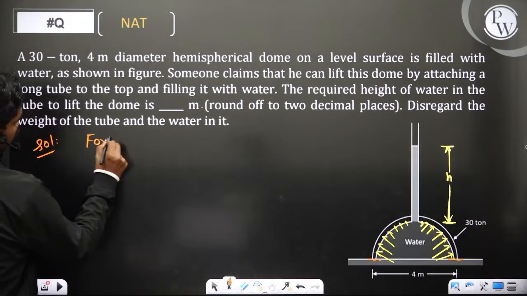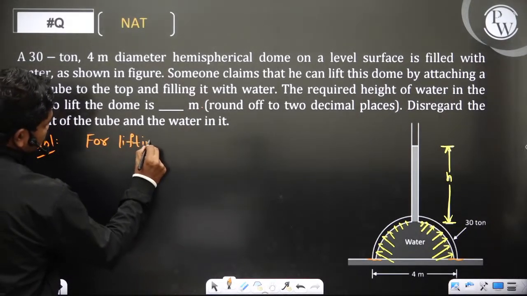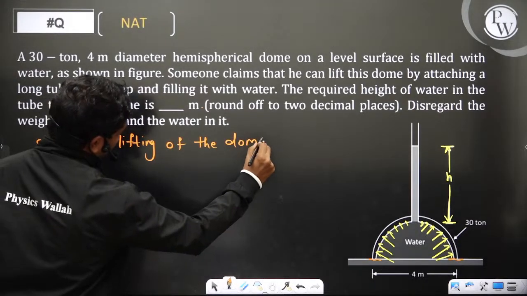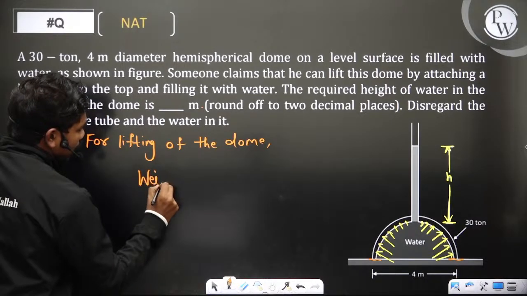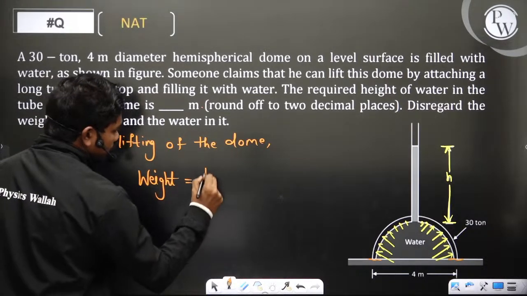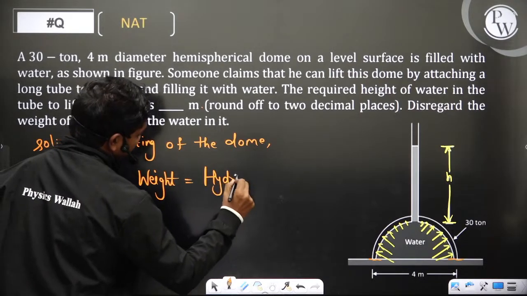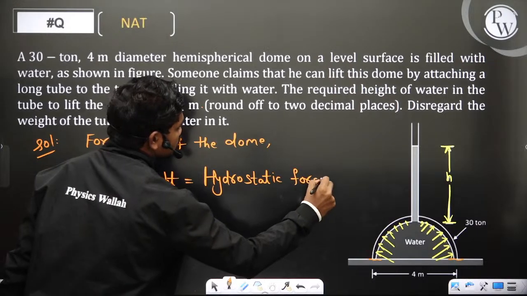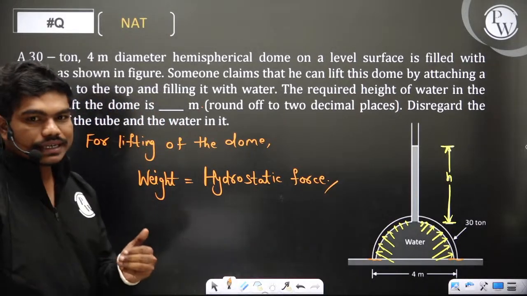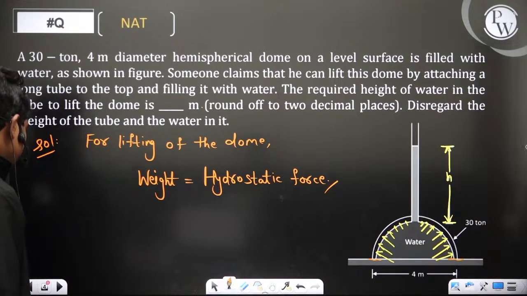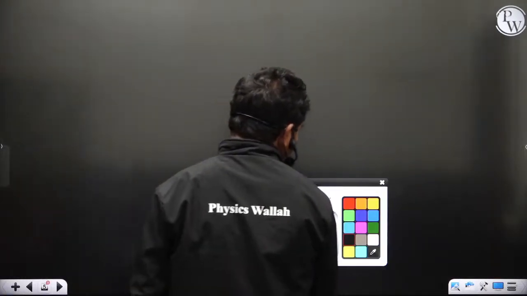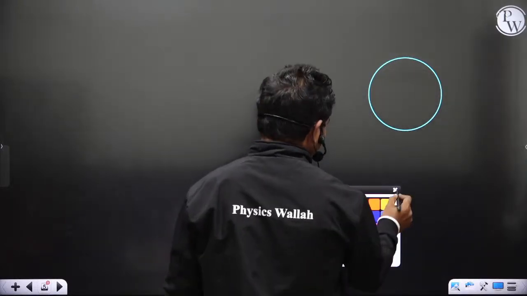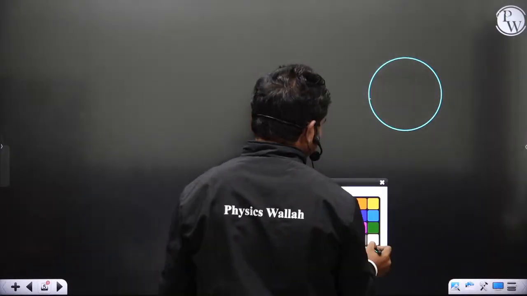For lifting of the dome, the weight should be balanced with the hydrostatic force. Now if this weight is equal to the hydrostatic force, then try to understand one thing. If I have a dome like this, for example, let us mark it.